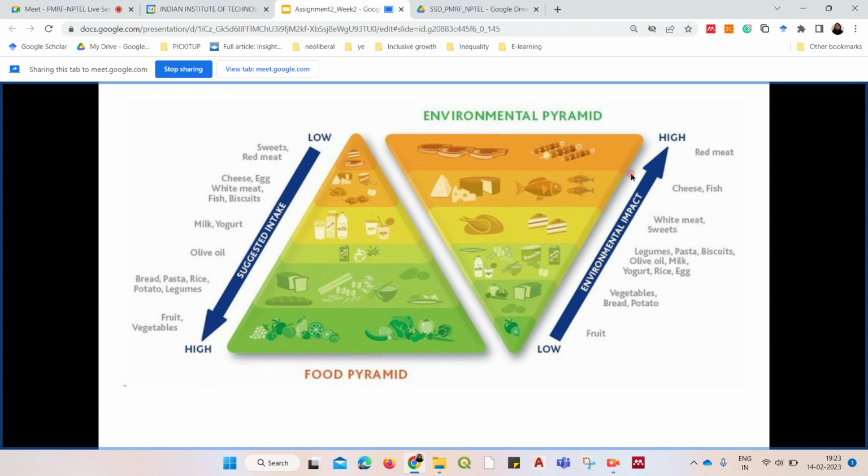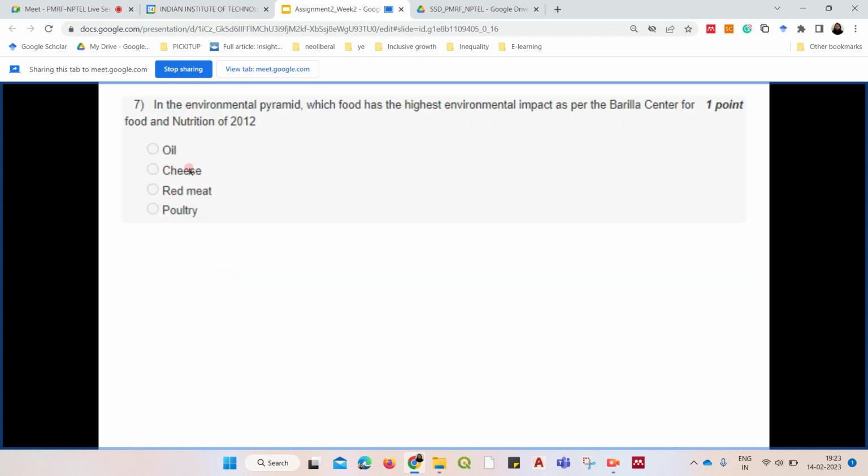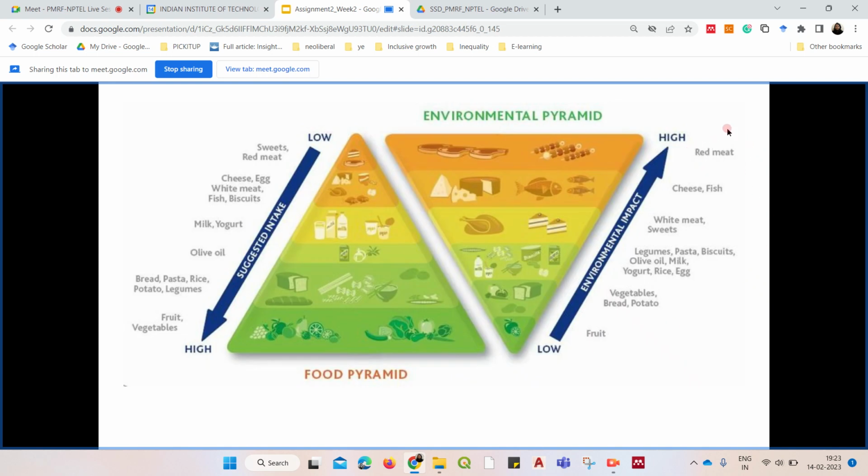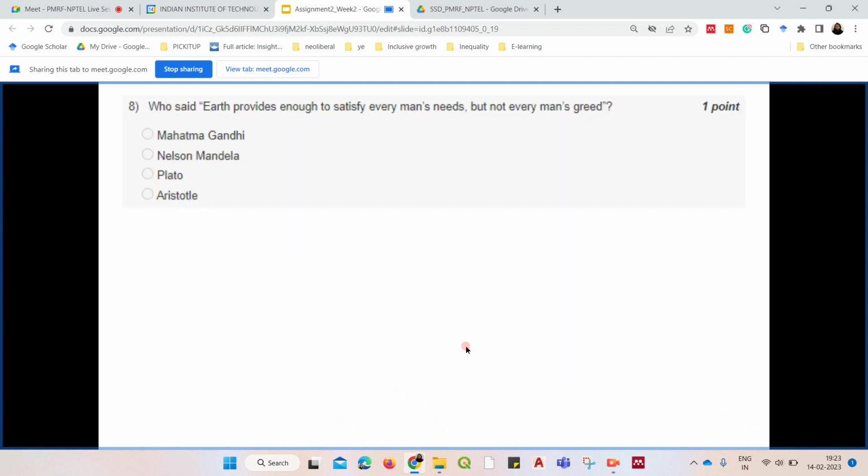So this is the area of highest environmental impact, and this is the lowest environmental impact. And our options are oil, cheese, red meat, and poultry. So you see red meat is at the highest level here, so that is the correct answer for this question. I hope this food pyramid is clear to you. We'll move on to the next question.